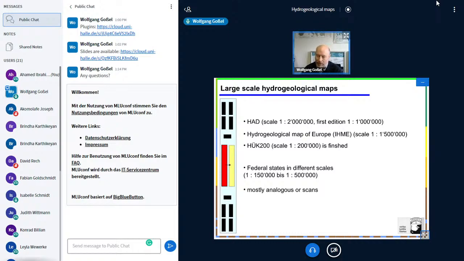Some words about the web services, the web GIS, web maps, whatever you call it. It has the advantage that the authorities have only to set up one version, and you will always get the most actual and most recent version presented on the internet. And there is no necessity to update users who got this map, let's say, 10 years ago. So this is a big advantage for the authorities.